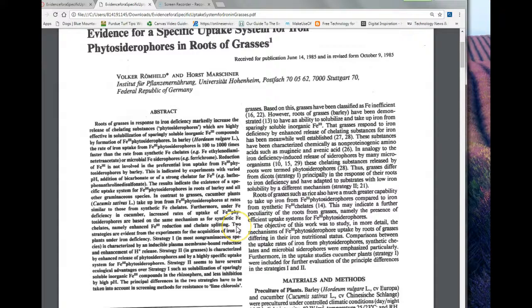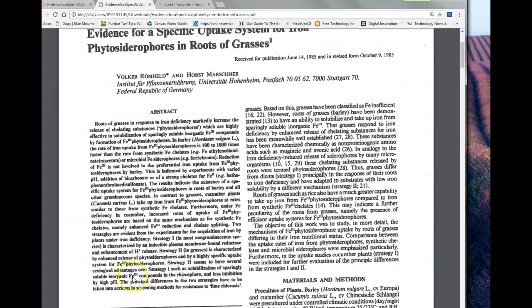So from this, they noted that there were two strategies evident for the acquisition of iron by plants under iron deficiency. Strategy 1, which happens in most non-gramineous species, so our dicots, is characterized by inducible plasma membrane-bound reductase and enhancement of H+ release. Okay, so that's what we're talking about. It releases iron at the same rate as what we might get with a chelate. Strategy 2, which is involved in grasses, is characterized by enhanced release of phytosiderophores and by a highly specific uptake system for the Fe3+ phytosiderophores.